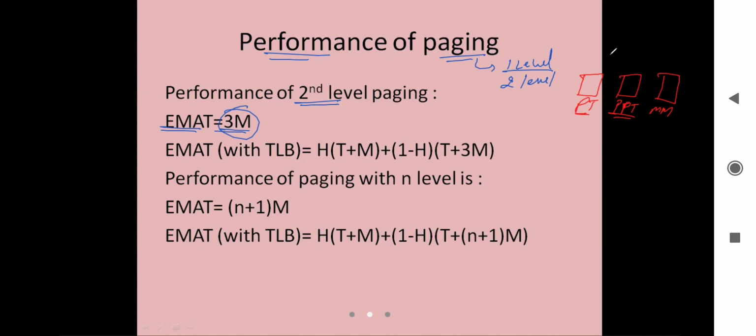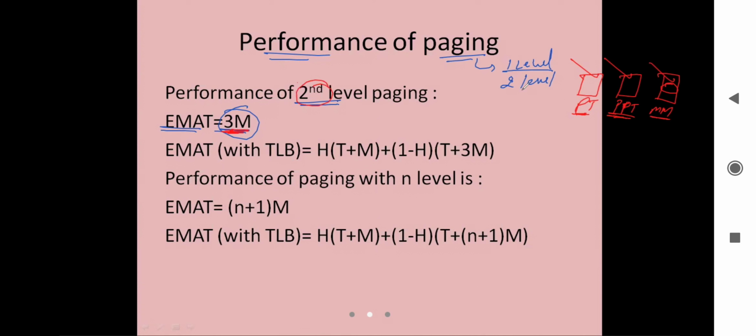This is inside the main memory, and the actual page you will access from the main memory. It means 3 times we will access the main memory. Firstly the page table, then the page of page table, then the actual page, right? So the effective memory access time is 3M. If it is two level paging, then it is 3M.